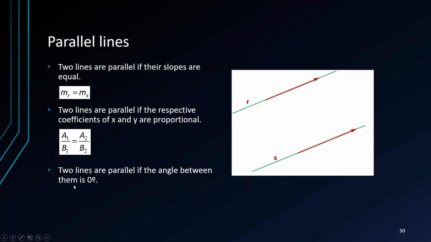Next, parallel lines. Two lines are parallel if their slopes are equal. M sub r is equal to M sub s. Dito sa figure natin, ito line R and line S. Two lines are parallel if the respective coefficients of x and y are proportional. So that is a sub 1 over a sub 2 is equal to b sub 1 over b sub 2. Ito yung coefficient.